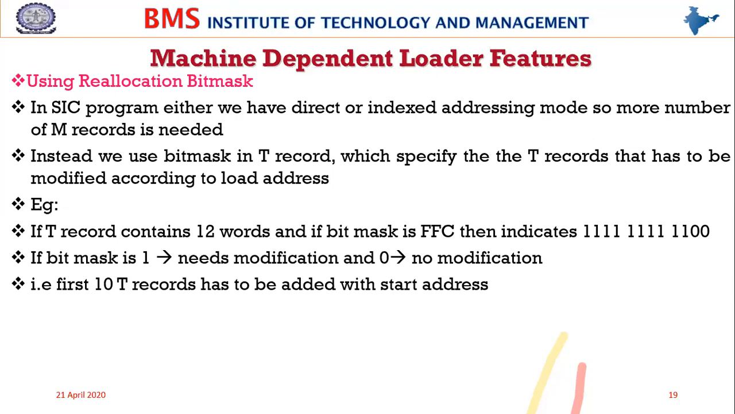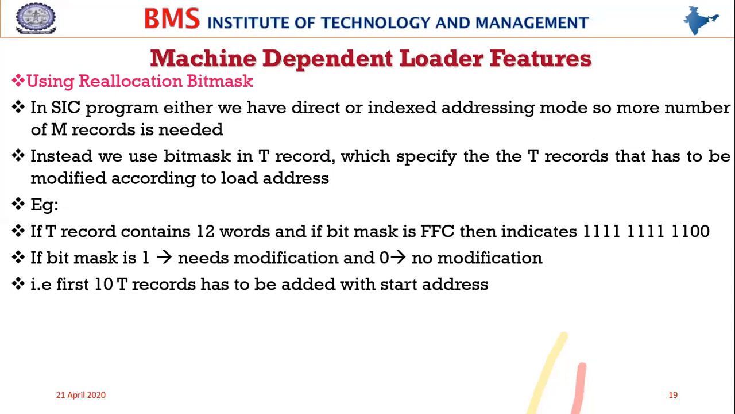And this bit mask tells how many text records need to be modified according to the start address of the program. Please remember, I am repeating, this happens if you are writing a SIC program where all the instructions are either direct addressing or indirect addressing. And if your SIC program is assembled using relative addressing, the majority of the instructions need to be modified, so the modification record method is not suitable for this. So for that reason, we use a separate bit mask. If the bit is 1, it needs modification. If the bit is 0, it doesn't need any modification.